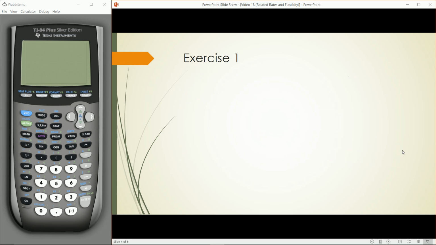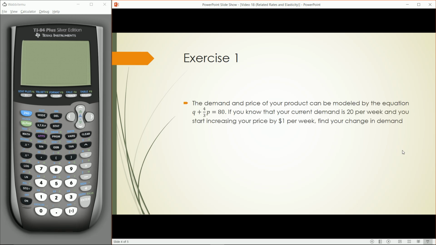All right, first exercise. The demand and price of your product are related by this equation here. You know that your current demand is 20 products per week, and you start increasing your price by $1 per week. See how much your demand is going to change. Go ahead and try this one. If you have a question, go ahead and check out the next step.